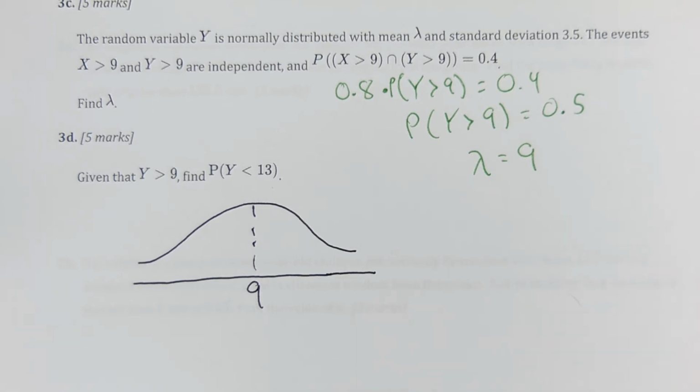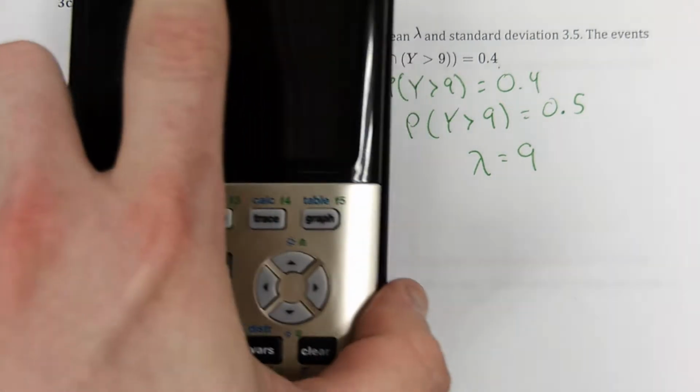It says, given that y is greater than 9, sounds like conditional probability to me. Find the probability that y is less than 13. Well, how do you think we're going to do that? We're going to find the area less than 13. Okay. And what does that normally require? If we're trying to find the area less than something?